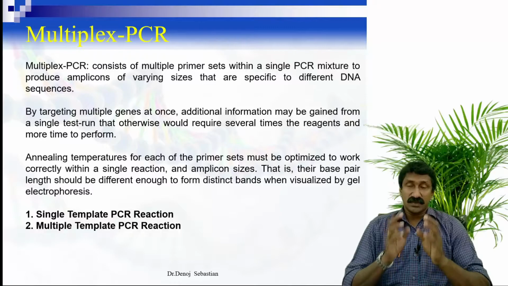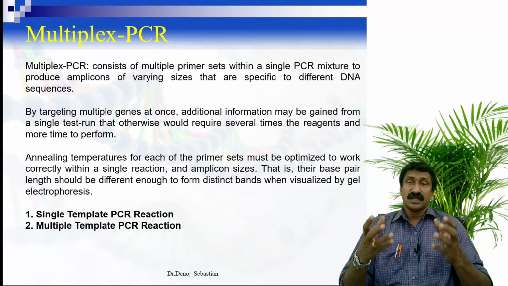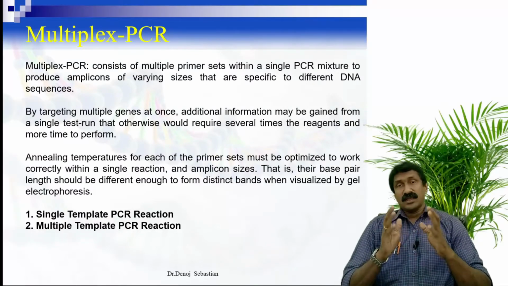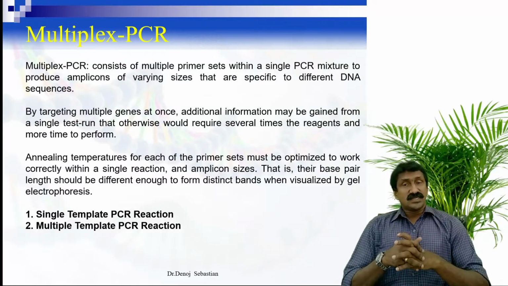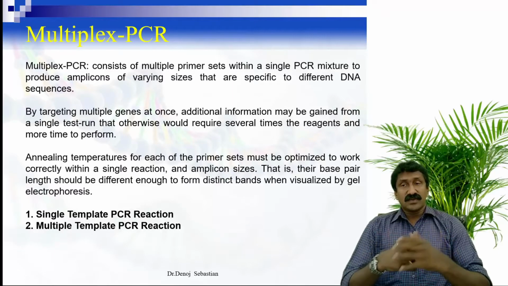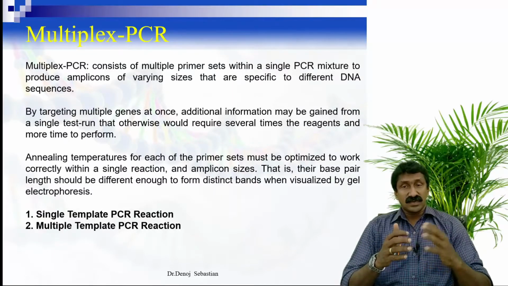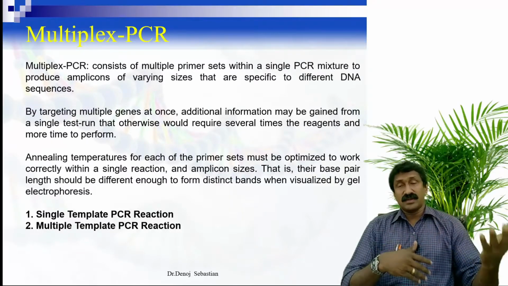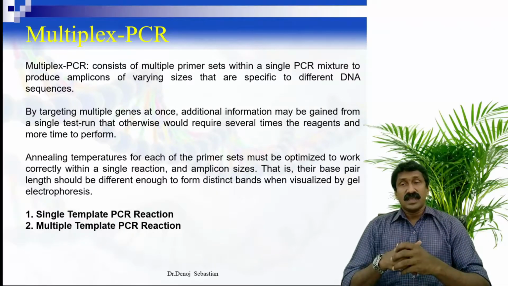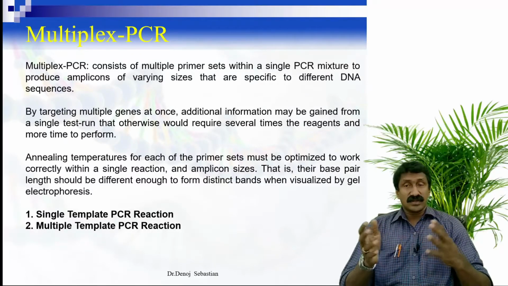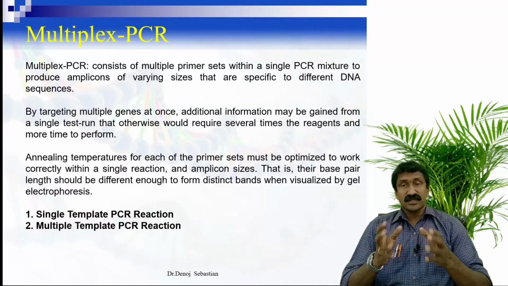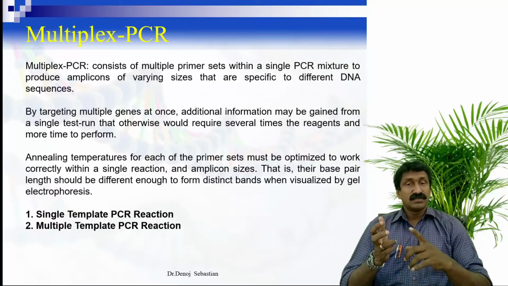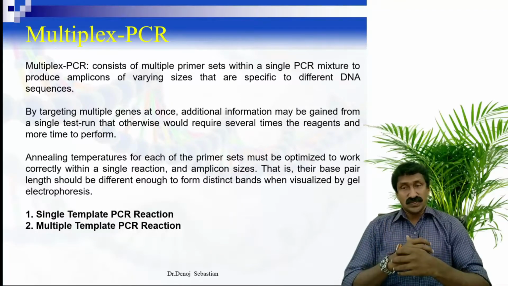So a multiplex PCR is the simultaneous amplification by multiple priming in the same reaction mixture. By targeting multiple genes at once, additional information may be gained from a single test run that otherwise would require several runs, with more time and reagents required in each and every step if we are doing it separately. But that can be avoided by running all these things in the same reaction mixture. So you save time, reagents and other resources.